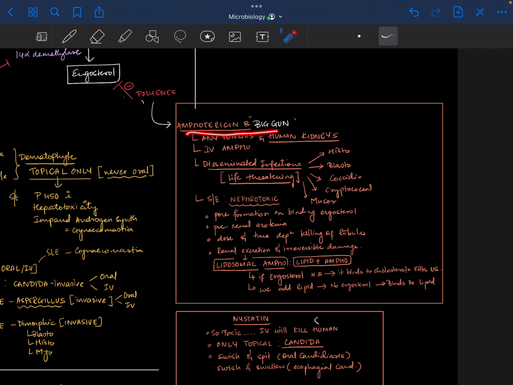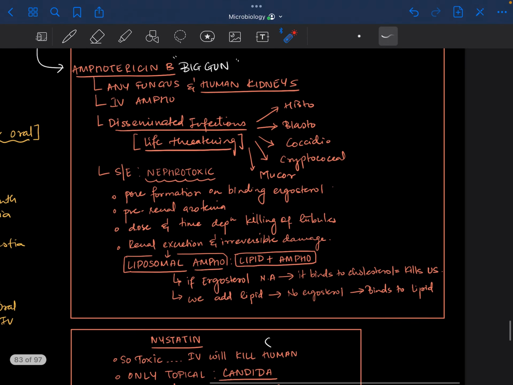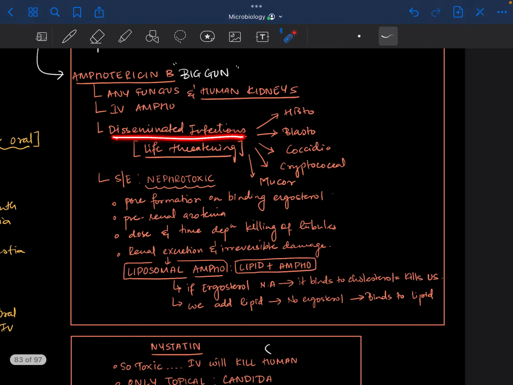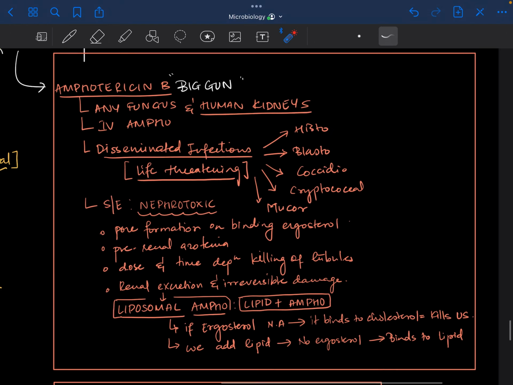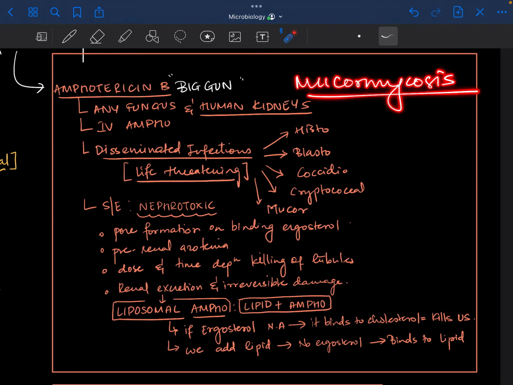Now, the last step of ergosterol again, polyenes. You go for amphotericin, the big gun, the worst one, the last resort for the most life-threatening fungal infection. That means disseminated infections where you have very severe infection. This drug was used a lot through the COVID times for mucor. If you are an Indian student or if you worked in the COVID times, you will know that.